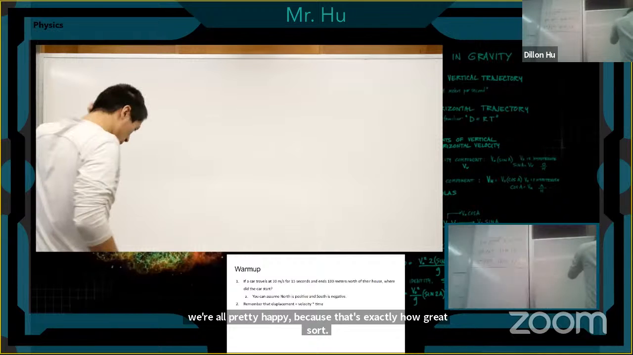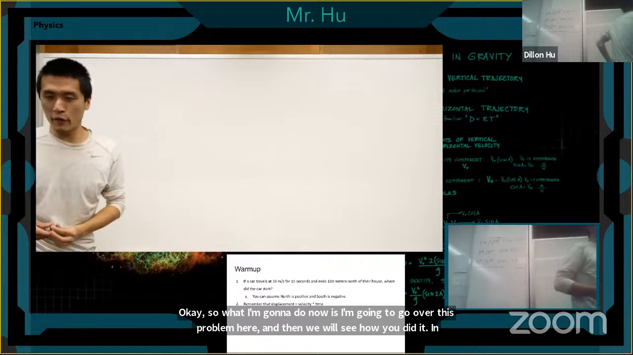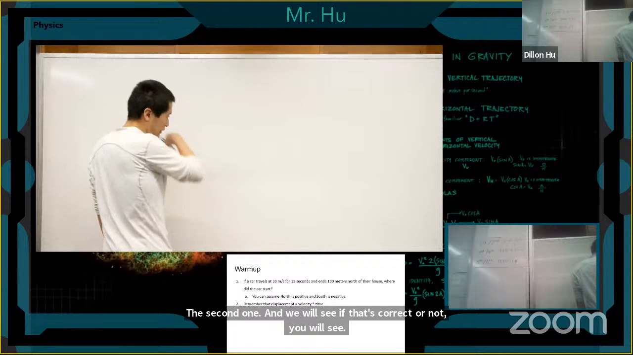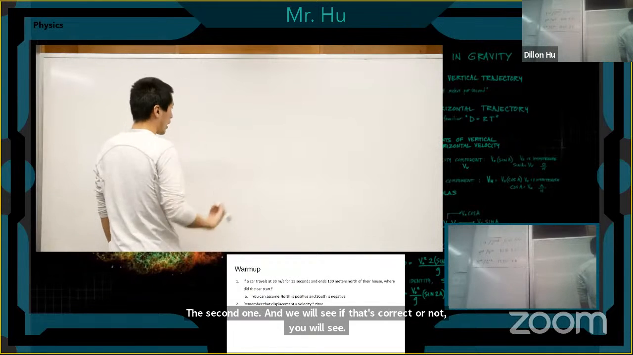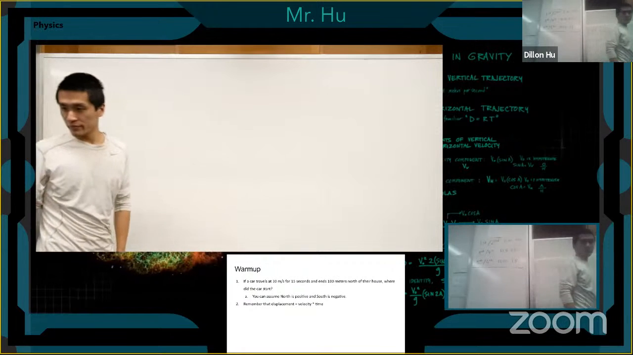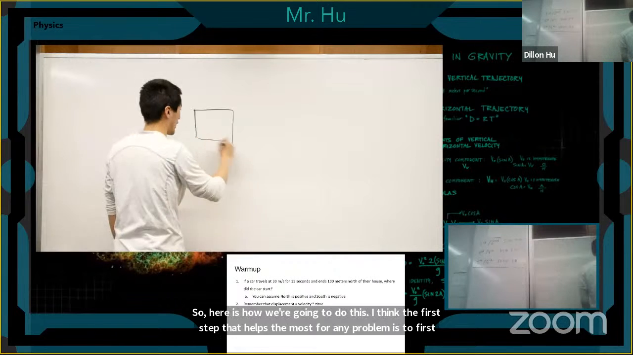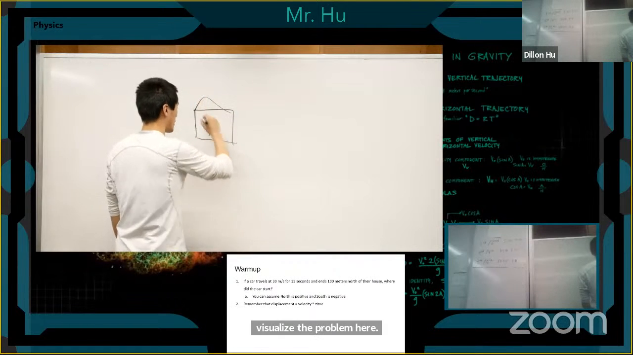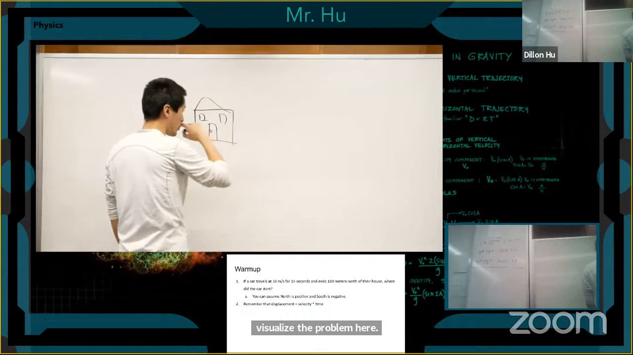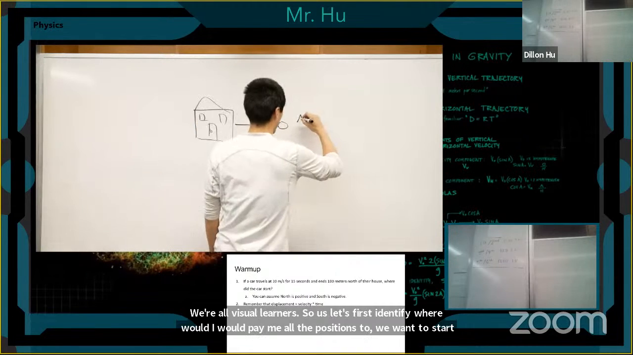I think the first step that helps the most for any problem is to first visualize the problem. We're all visual learners. So first, let's identify what we are comparing all of our positions to. We want to start off with a reference point. The reference point we're using in this problem is home, so I'm going to be here. This is our reference point, which means that x is equal to 0 here.